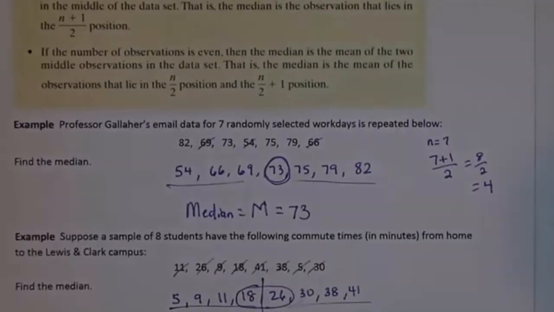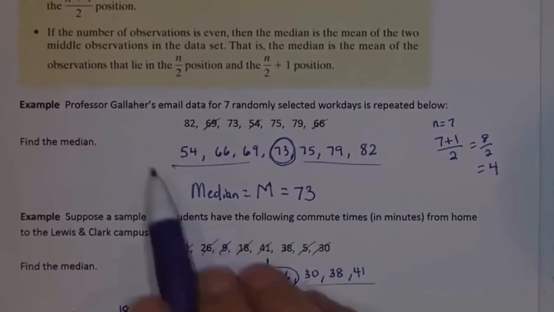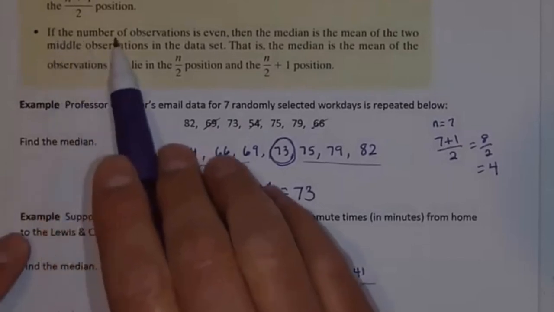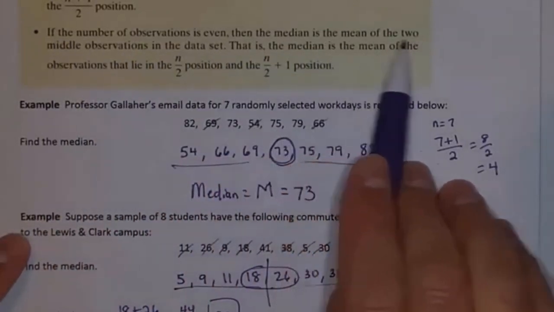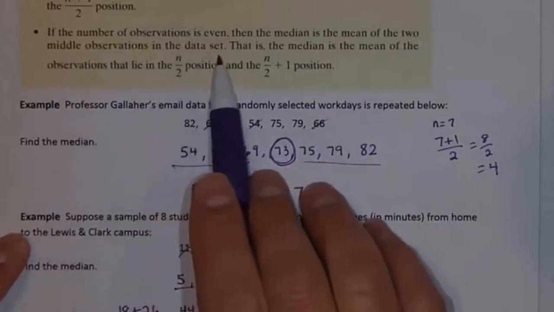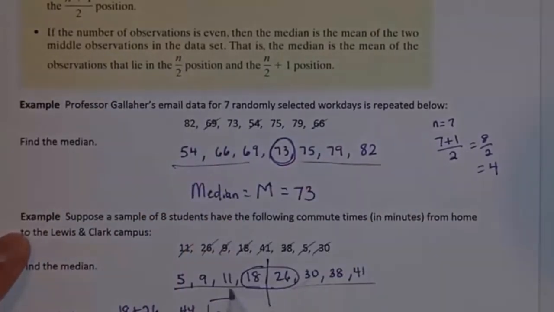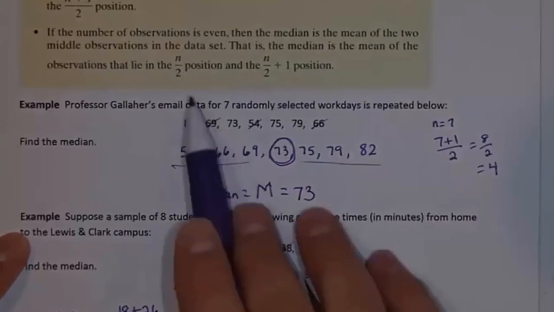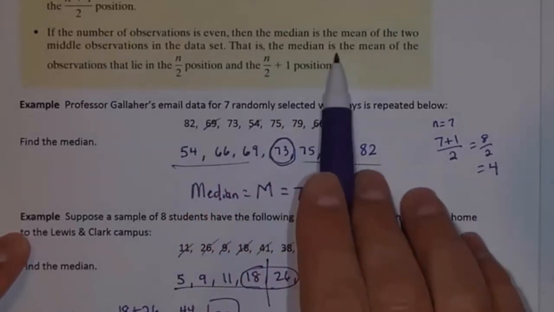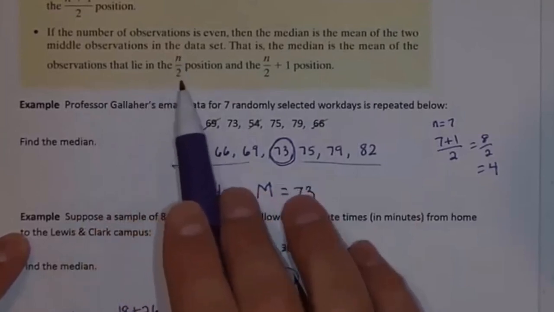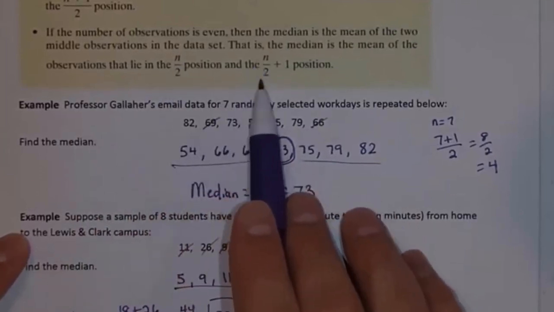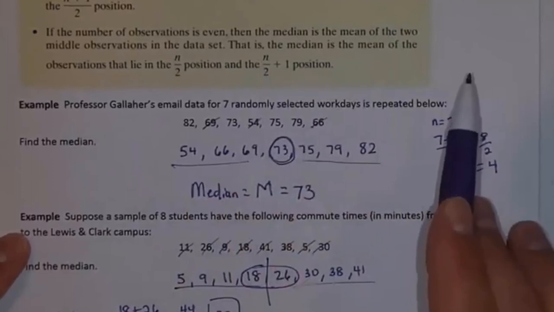But what if you have an even number of data values? Well, the author says this. If the number of observations is even, then the median is the mean of the 2 middle observations in the data set. So it's like what we did here, right? We averaged the 2 in the middle, okay? That is, the median is the mean of the observations that lie in the n divided by 2 position and the n divided by 2 plus 1 position, okay?